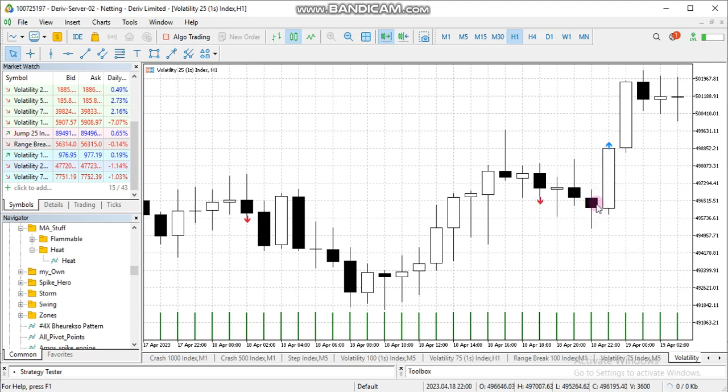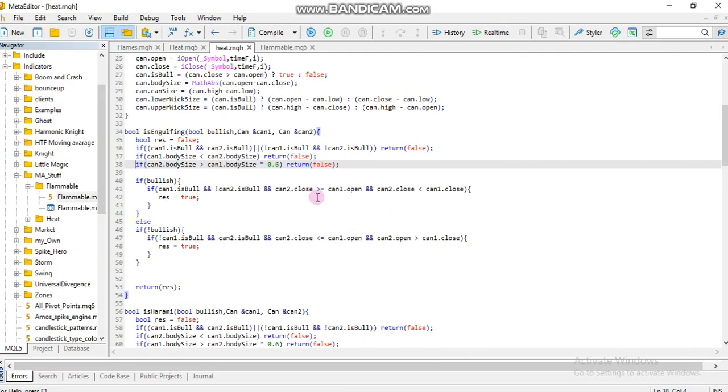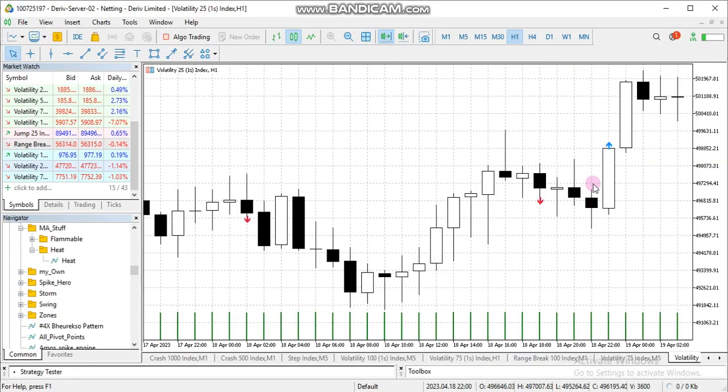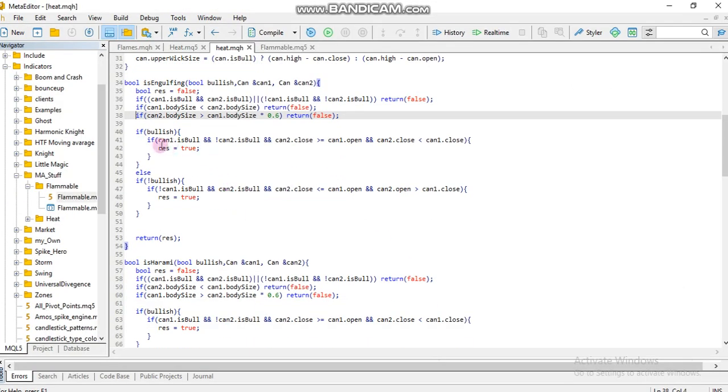So here I'm saying that candle 2 should be greater than or equal to candle 1 dot open, so that it should be contained within this bigger candle. And then this candle 2 dot close is less than or equal to candle 1 dot close. What we are saying is that this candle open shouldn't be over here. This candle open should be less than this candle close. And then we say raise equals true, and then we say else.